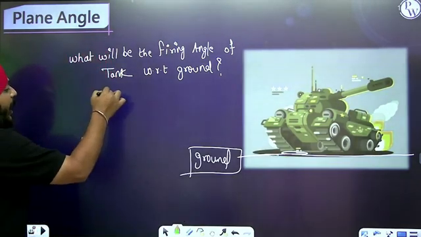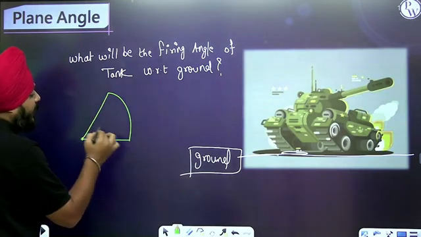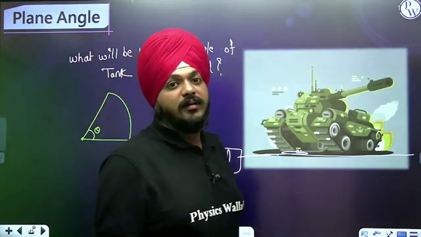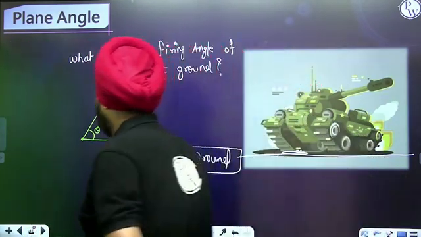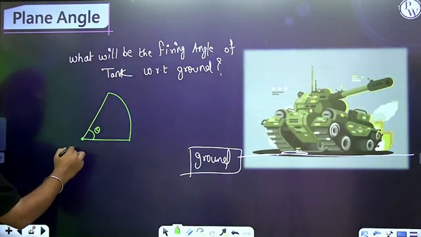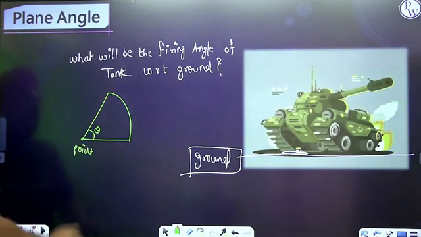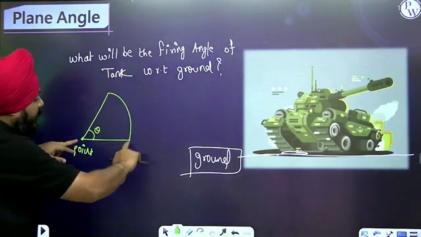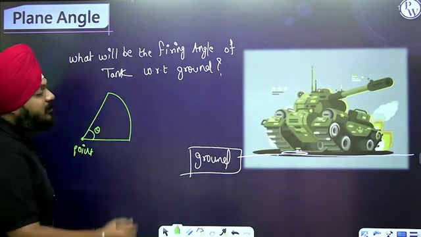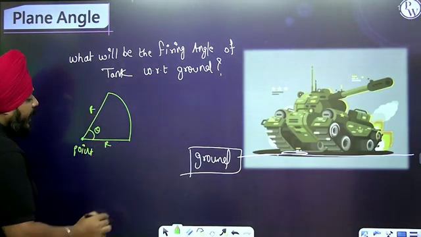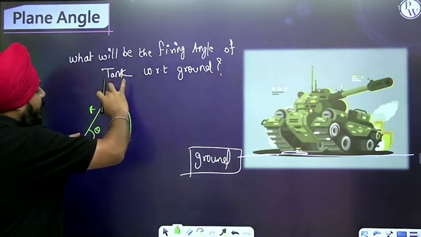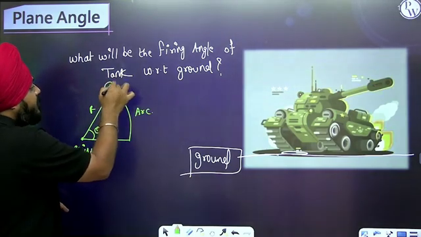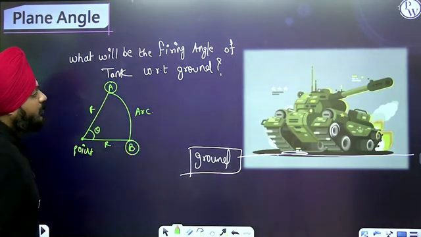an angle subtended by an arc, right? See, let's say this is a point of origin. The angle that a radius subtends to form an arc. This is a radius. This is an arc between the 2 points. This is a point A, this is a point B.